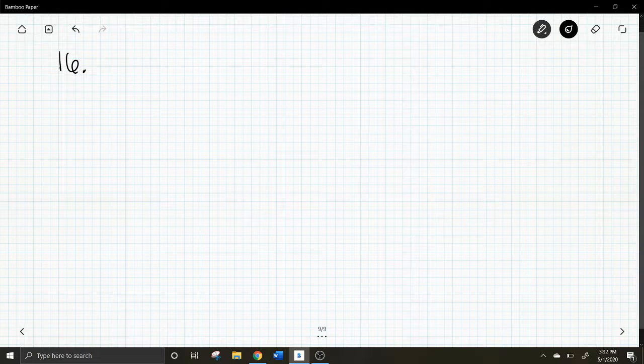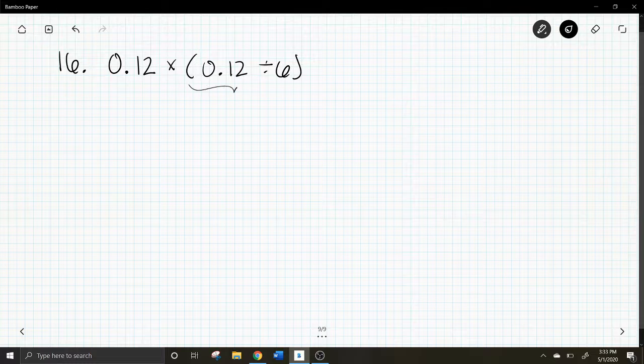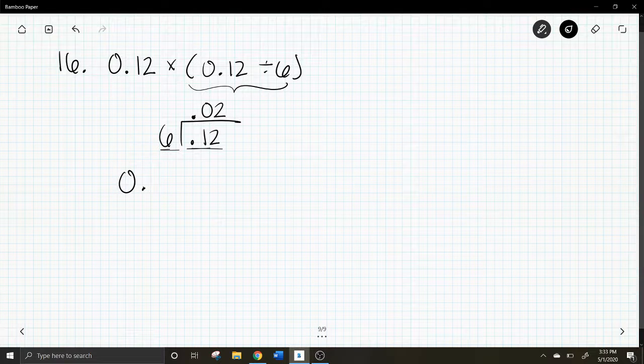16. All right, so this is another one. We're going to use our order of operations. All right, so we want to do our work in parentheses first. So we have 12 hundredths divided by 6. So we don't need to worry about moving the decimal in our divisor. The decimal in our dividend can go right up into the quotient and just start your division. 6 doesn't go into 1, but it can go into 12 twice. All right, so now we've done that portion.